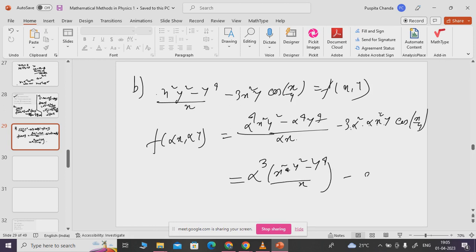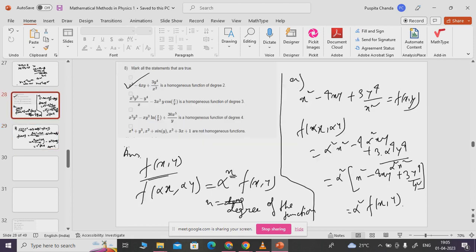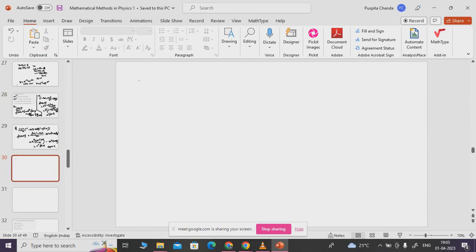So we can say it is alpha cube x square y square minus y to the power 4 by x minus 3 into alpha cube x square y cos of xy. So it is alpha cube function of xy, so degree is 3. So it is also right.